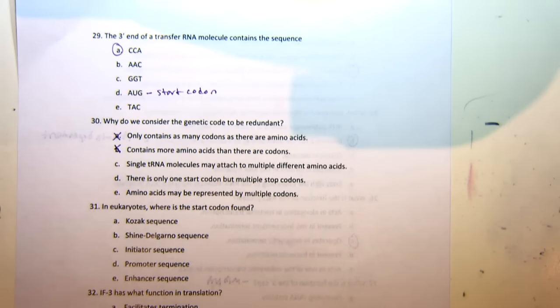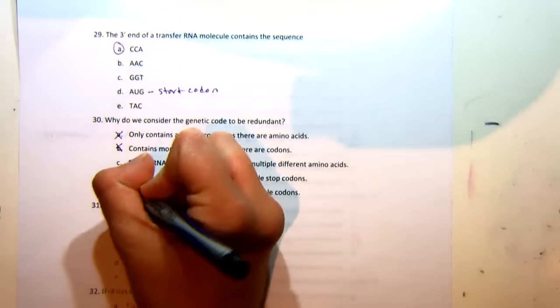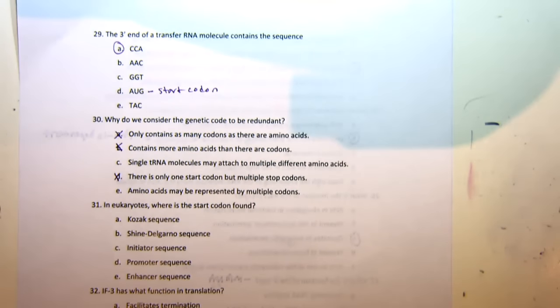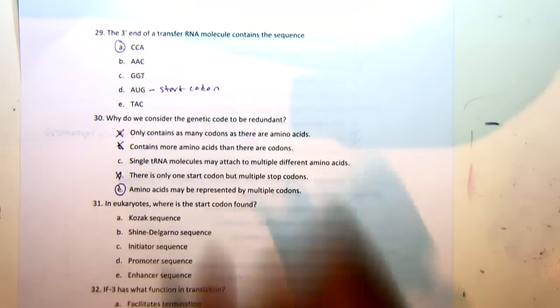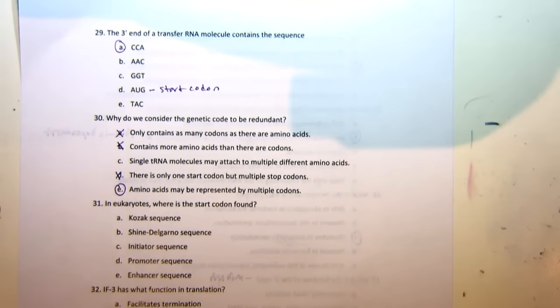C, single tRNA molecules may attach to multiple different amino acids. I'm not 100% sure if that's true. Let's keep going. D, there is only one start codon but multiple stop codons. That's true, but that doesn't really have anything to do with why the genetic code is redundant, so I'm going to cross that one out. And E, amino acids may be represented by multiple codons. That's definitely the answer we're looking for. That would explain why there's redundancy in this, because you could have several codons, and they could all code for the same amino acid.